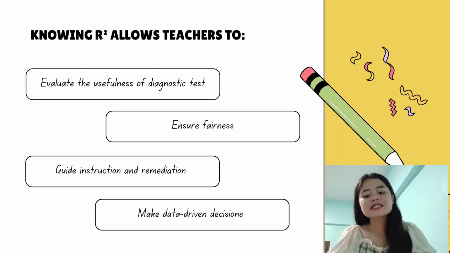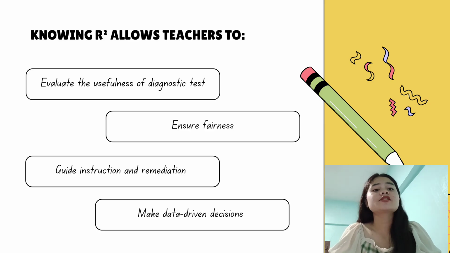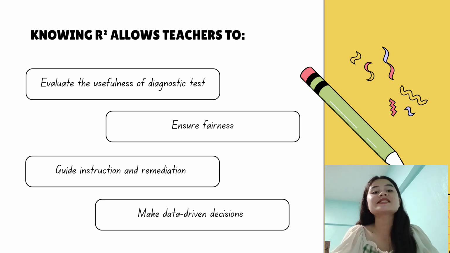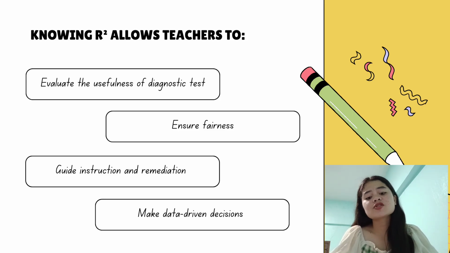To sum up, class, knowing R squared or the index of determination allows teachers, first, to evaluate the usefulness of diagnostic tests to see if they truly predict student performance. The second one, ensure fairness so the students are assessed more accurately. Third, guide instructions and remediation, so plan lessons or extra support based on prediction outcomes. And the last is make data-driven decisions, so rely on evidence rather than just assumption.